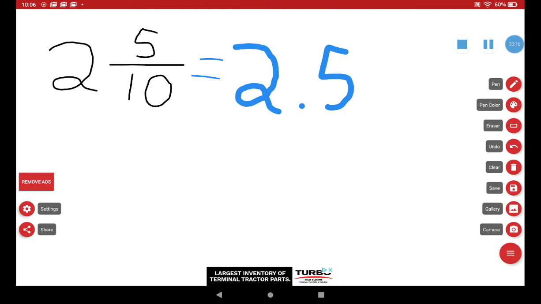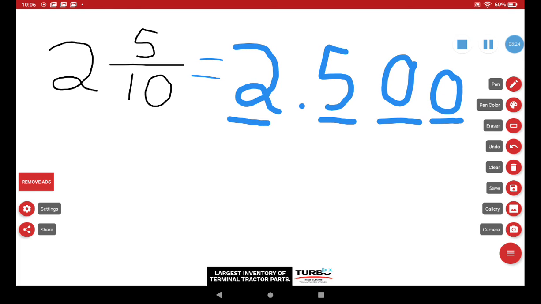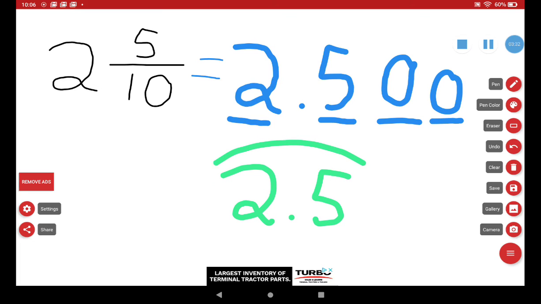If it helps, just like last lesson, go ahead and put your place values out, okay? I could fill those ones with zeros if I want. I don't have to, because my number is just going to be read as 2 and 5/10. All right, guys, let's do that one more time.